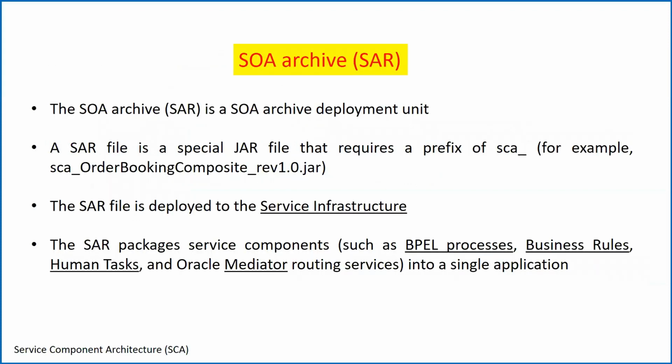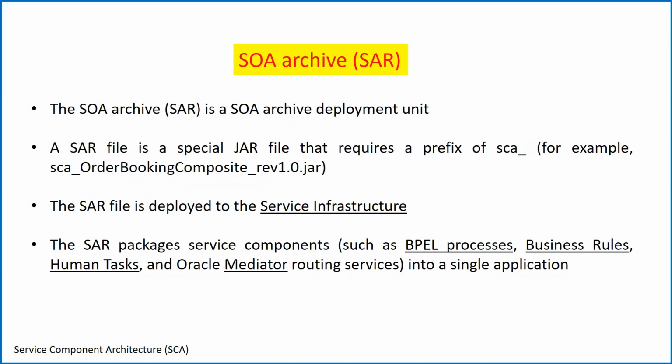Now, what is a SOA archive, the SAR file? The SOA archive is a SOA deployment unit. Whatever code we have developed is archived in a form called SAR format, which is a jar file. So a SAR file is a special jar file that requires a prefix of SCA. For example, SCA_OrderBookingComposite_rev1.0.jar. So SCA stands for SOA composite application.